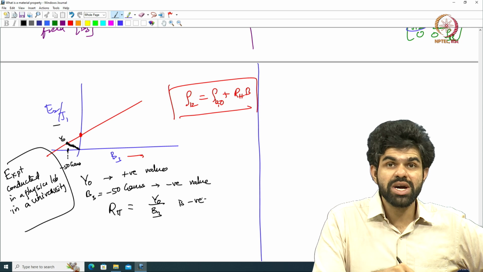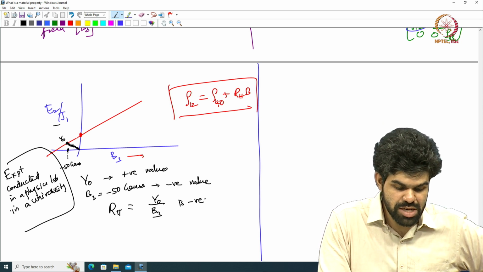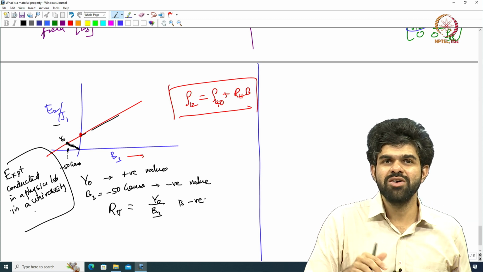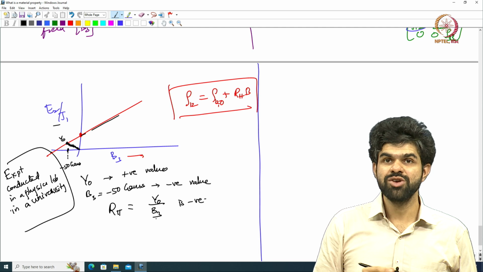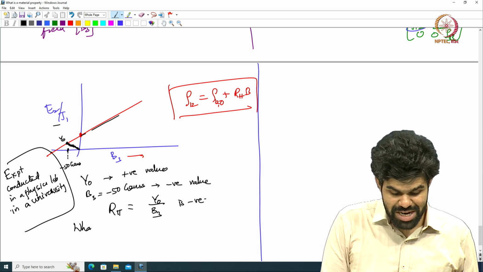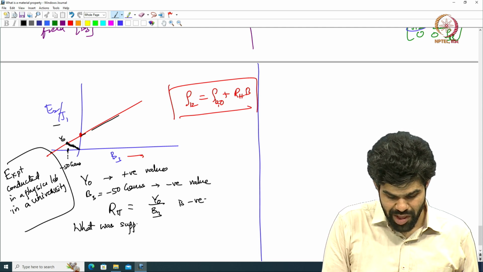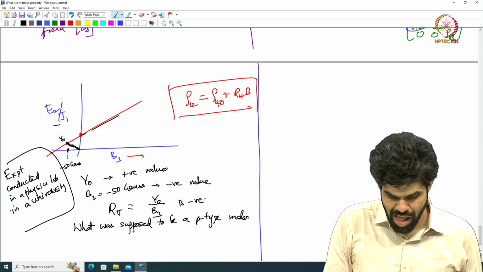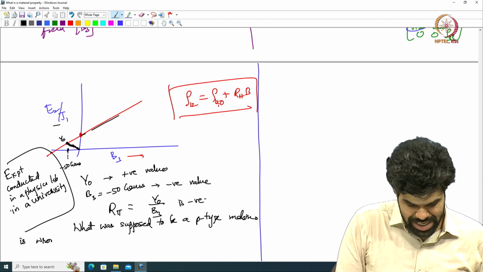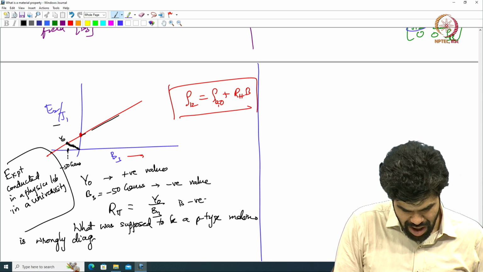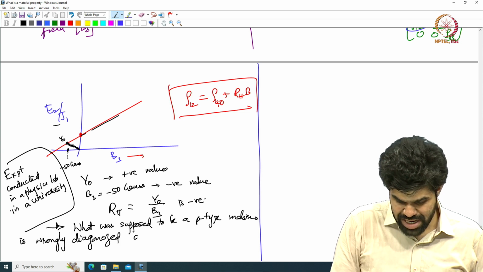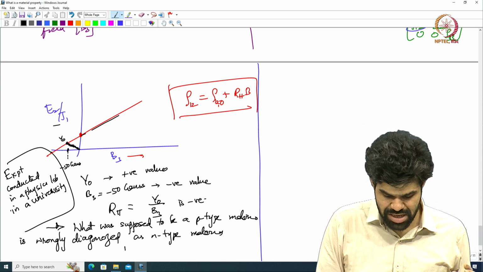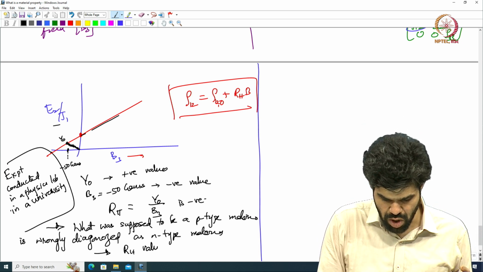Okay. Now, if I do a correct Hall experiment, I get what I just drew here, this line. But if I do the very simplified form of Hall experiment where I just apply one magnetic field, I am getting E2 by J1 over B3 negative. So, what was supposed to be a p type material is now wrongly diagnosed as n type material. And also the Hall resistance R H values that you measure are also wrong.